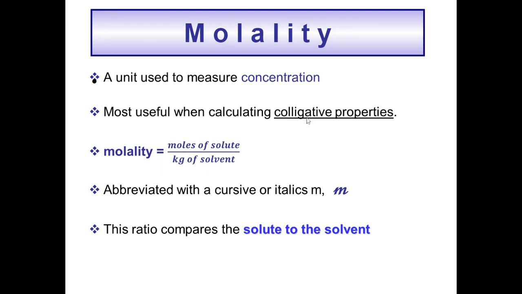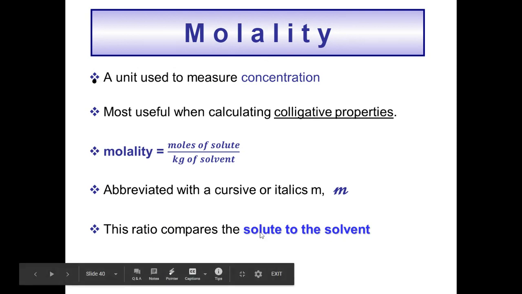We only, again, use this to determine colligative properties, using how much the freezing point went down, how much the boiling point went up. So we have, again, moles of our solute, the substance that we're dissolving, divided by the kilograms of our solvent. The unit is a little cursive m. So molarity is big capital M, molality is little cursive m. And this ratio compares the solute to the solvent.